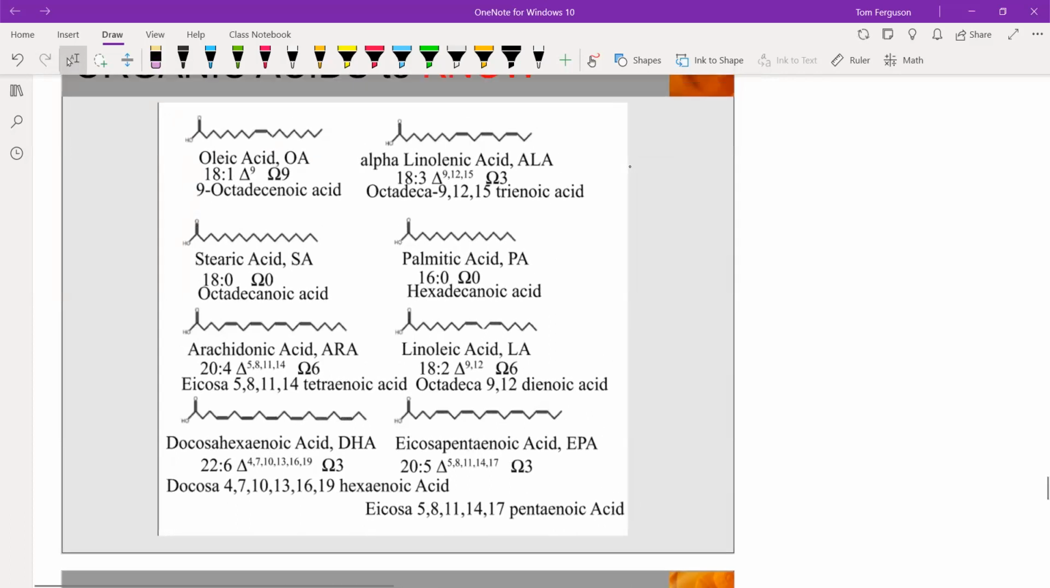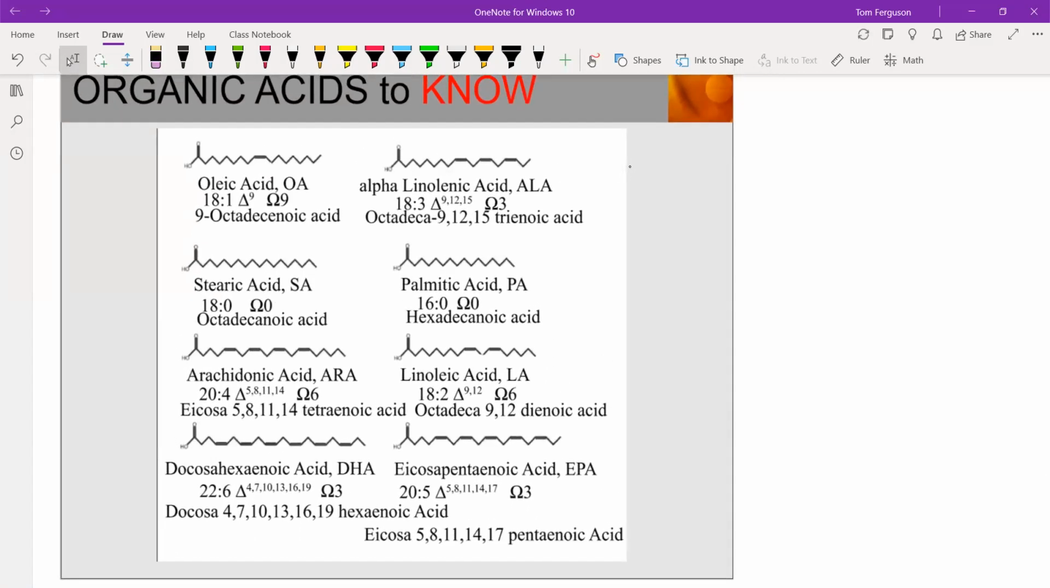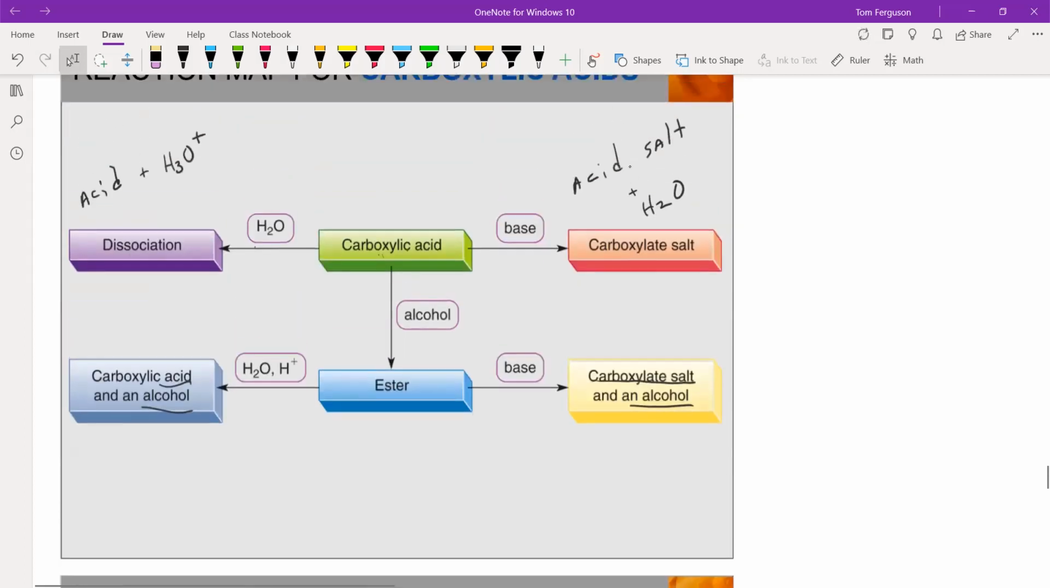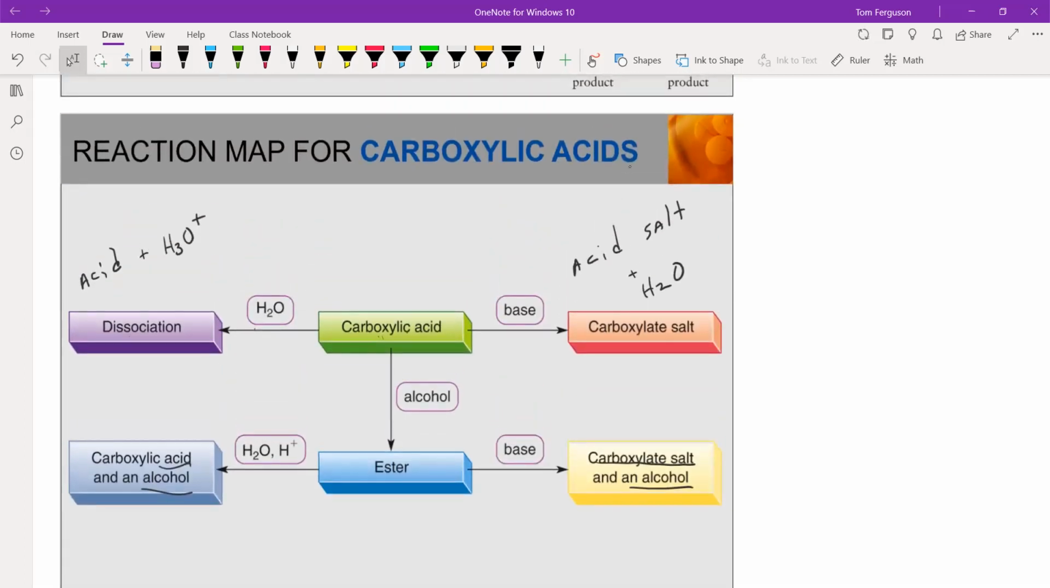Okay, so these are the acids you need to know. Some of these you probably already know. Half of them you probably don't know. Now, are there any questions regarding ester reactions?